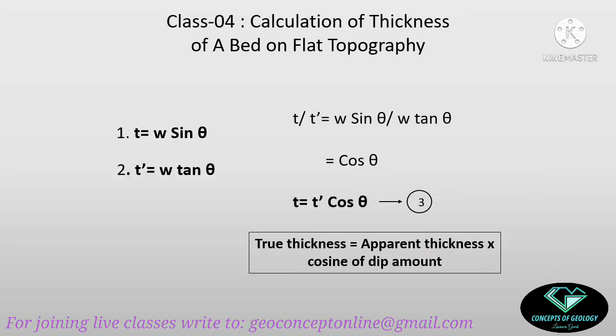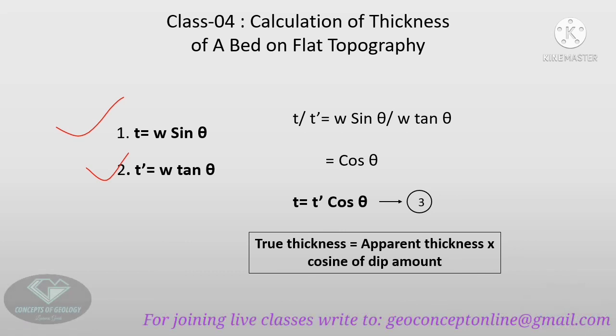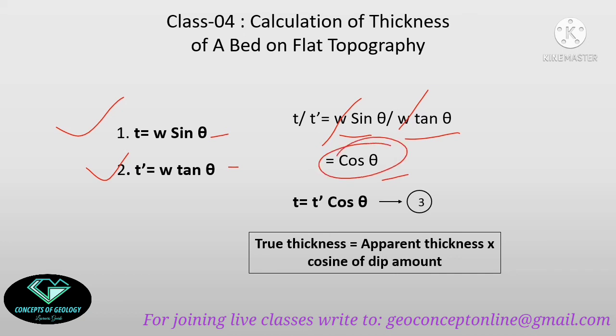So now I have these two equations, T equals W sin theta and T dash equals W tan theta. Now I will divide 1 by 2. So this is 1, this is 2. So T by T dash equals W sin theta by W tan theta. W I am cancelling. So sin theta by tan theta equals cos theta. Why? Because tan theta means sin theta by cos theta. So sin will again cancel. So the answer is cos theta. So T by T dash equals cos theta. So that means T equals T dash into cos theta.